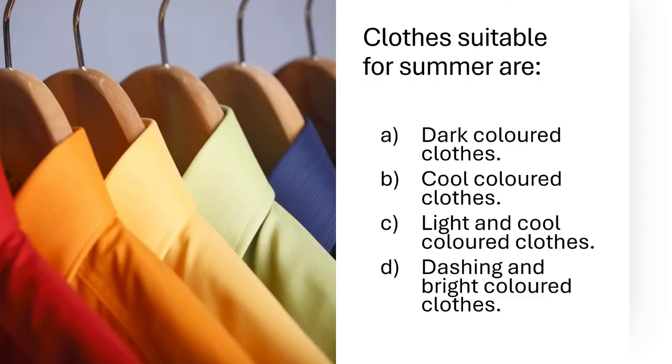Clothes suitable for summer are: A, dark colored clothes, B, cool colored clothes, C, light and cool colored clothes, and D, dashing and bright colored clothes. So what's the correct answer? Yes, it is C. Light and cool colored clothes.